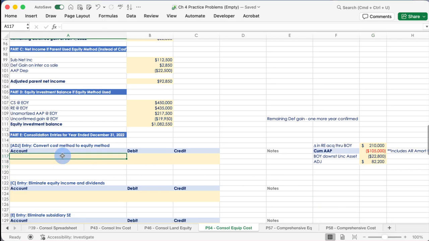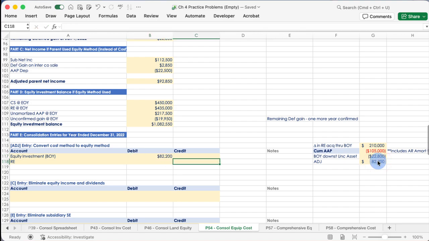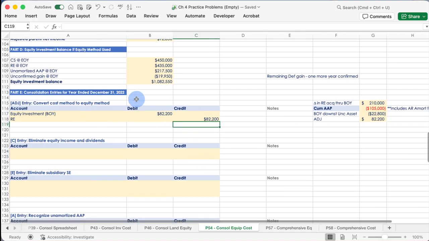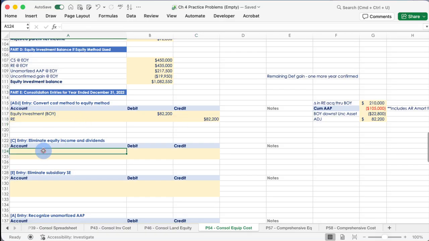So to actually record that, we will debit our equity investment. And if you like to put that note to yourself. And then we're going to credit retained earnings for 82,200. And so now we've been caught up to the equity method, and now everything else essentially looks the same, but we'll go ahead and dive into it.